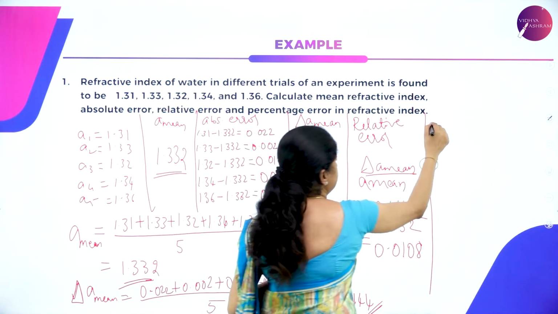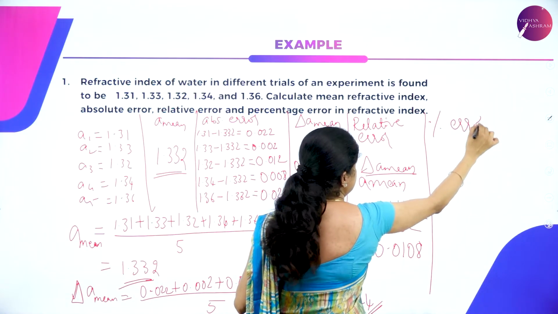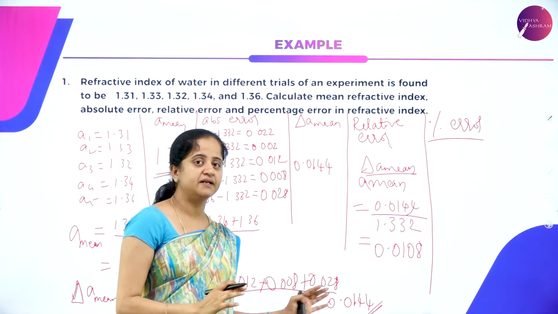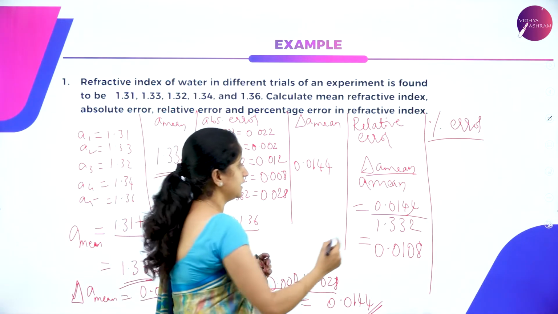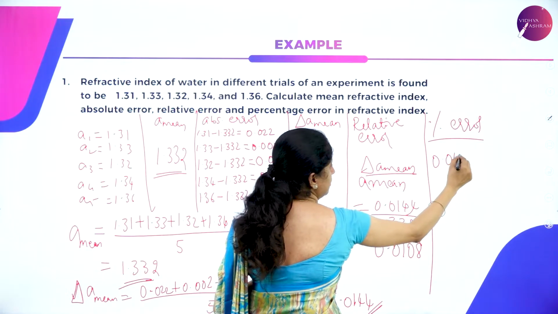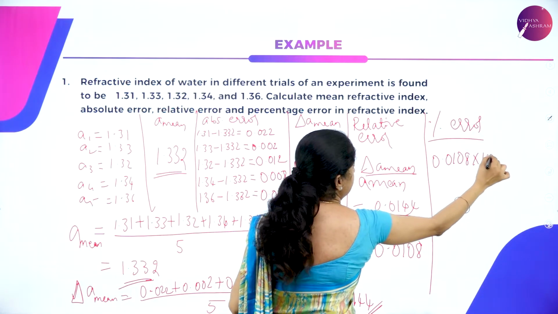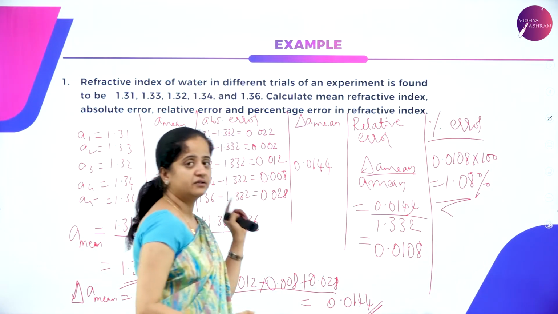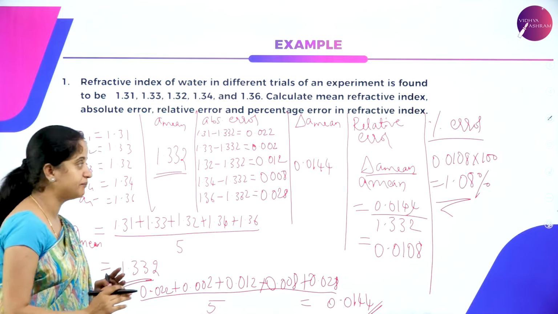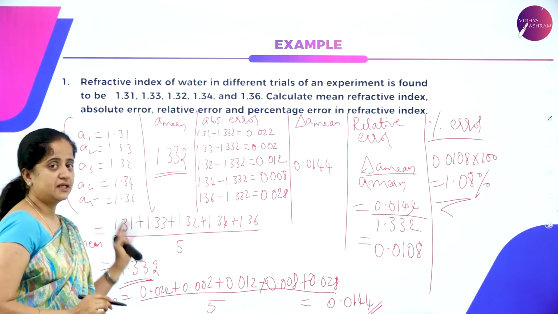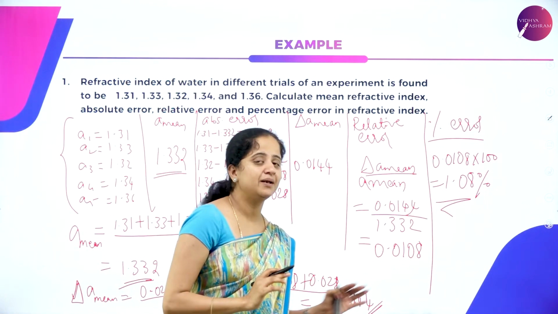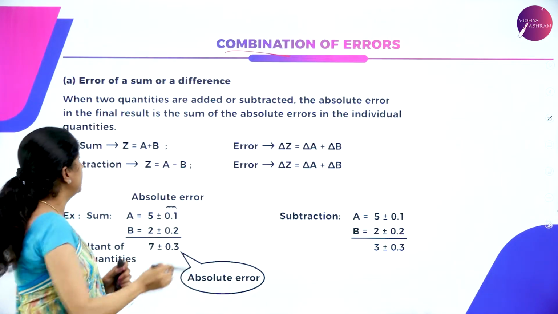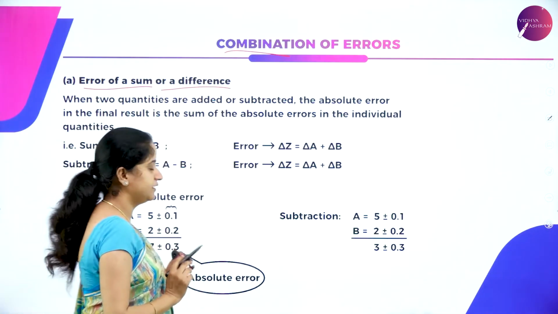Now percentage error. How to calculate the percentage error? It is representing this relative error as a percentage, or multiplying the relative error by 100, that gives you the percentage error. So we have a relative error of 0.0108 into 100, we will get 1.08% of error in this measurement. So in this example, for all these measurements, there is an error of about 1.08%.